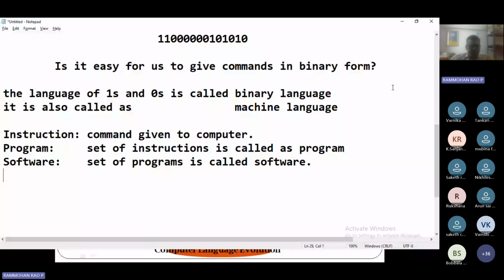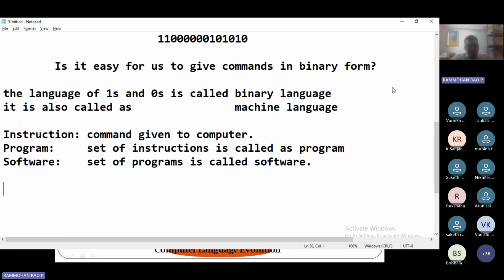Now, friends, I can't give commands to the computer in binary form because the computer understands only ones and zeros, the language of ones and zeros, which is called machine language or binary language. Why does it understand only binary language? Because it's an electronic device. It can only see the presence of voltage and the absence of voltage, which we convert into ones and zeros, and we try to give instructions to it. So what the computer understands is only ones and zeros.